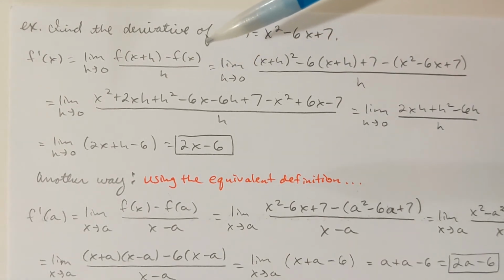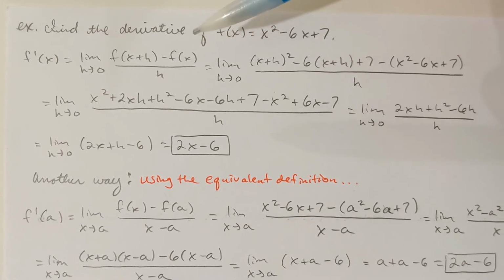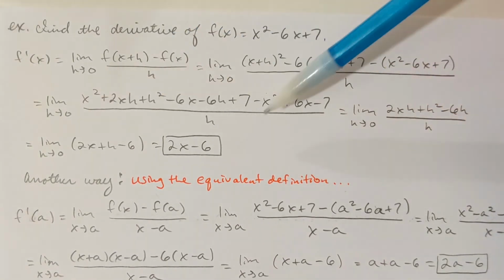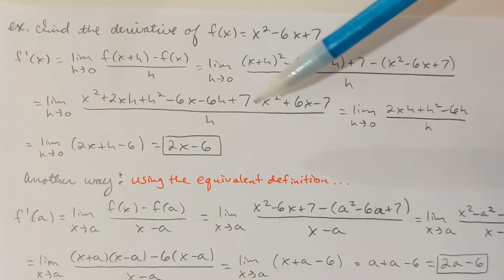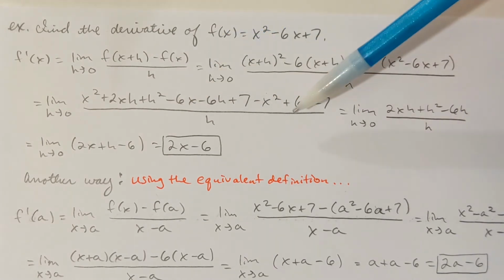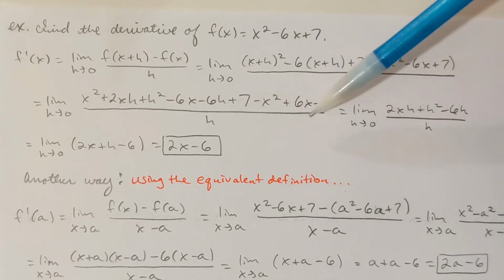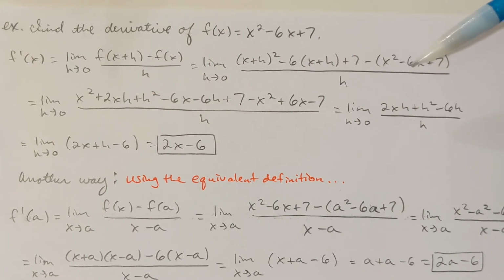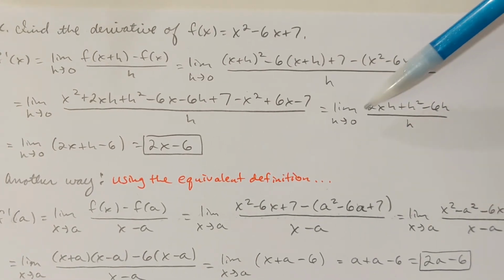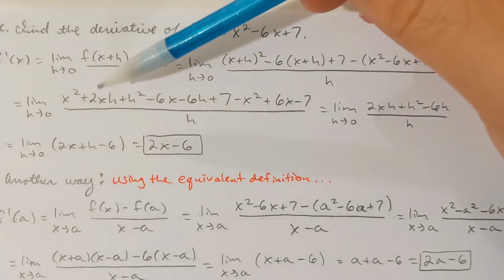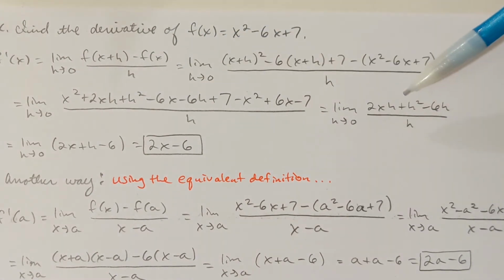And then I can begin canceling some things in the numerator. Okay, so here's x squared minus x squared, those are gone. Negative 6x plus 6x, those are gone. 7 minus 7, those are gone. And I'm left with only terms that involve h here in the numerator. And of course, this is all over h.